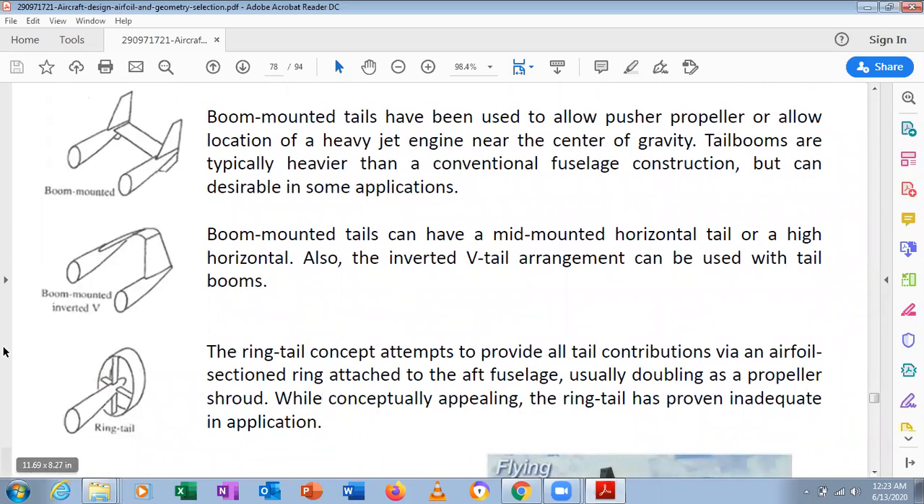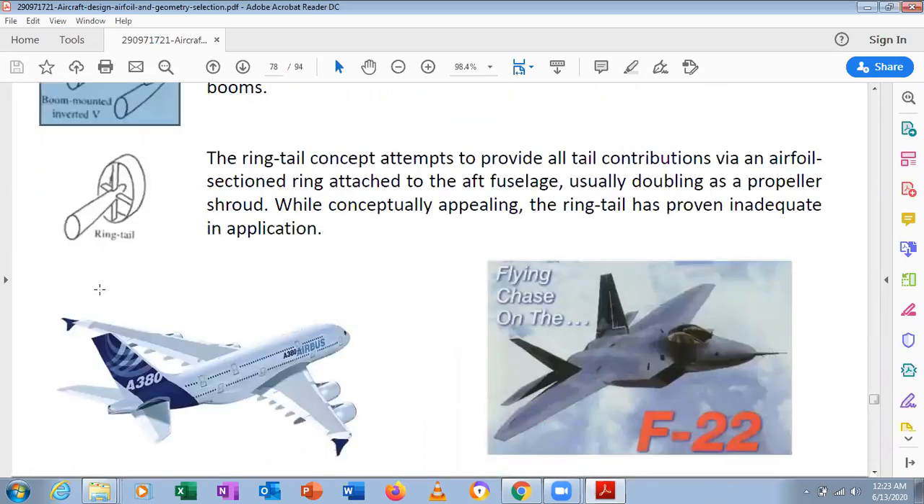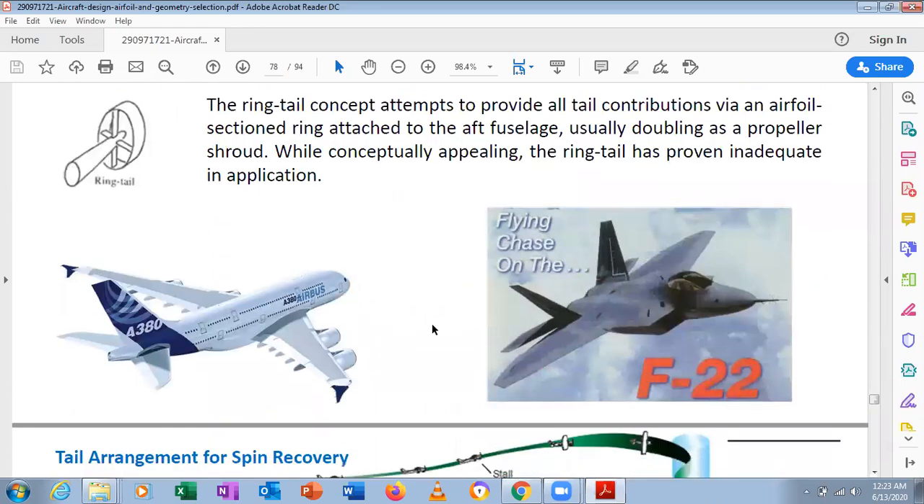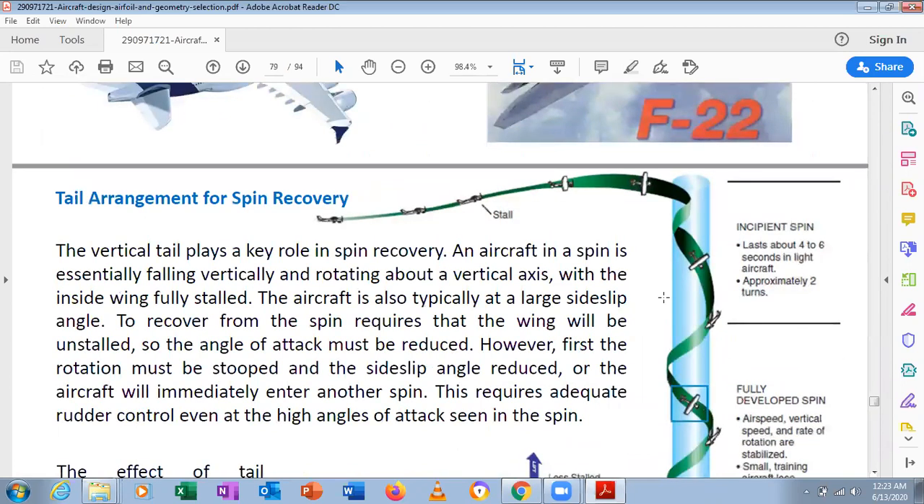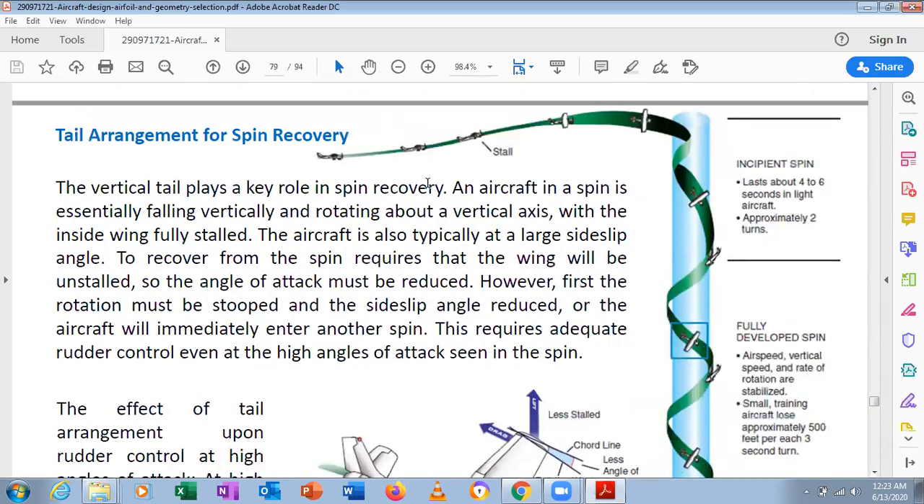Still we have not used this, and you can do a lot of research on wing tail configurations, where the stability of the aircraft can be improved. So we can look here, and we can see these are called conventional type tails, and this is called the twin tail, used in supersonic aircraft like the F-22 Raptor. And we can see a tail arrangement for spin recovery. You can see the aircraft is in a stall and starts to spin. It is called the incipient spin, which lasts about 4 to 6 seconds in a light aircraft.